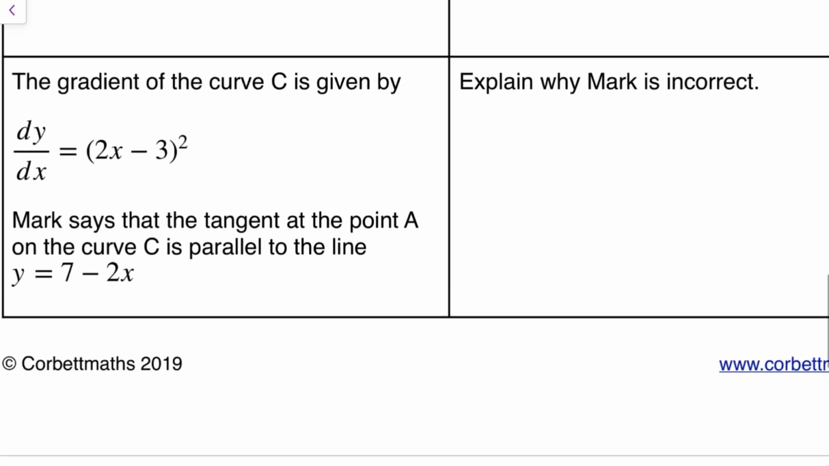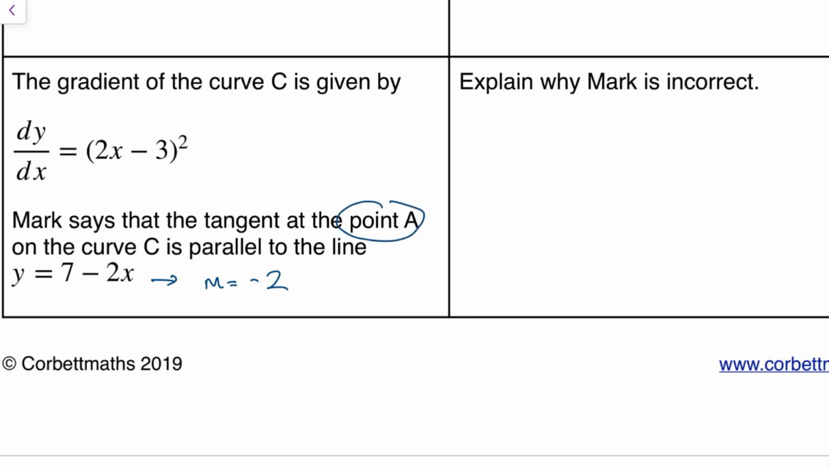Next and final question today. The gradient of the curve C is given by this thing here. Mark says that the tangent at A is parallel to the line of this. Explain why Mark is incorrect. Okay, so I'm going to start by clearly showing I know the gradient of this is minus 2. And then I've got the obvious point that there's no point A given in the question.